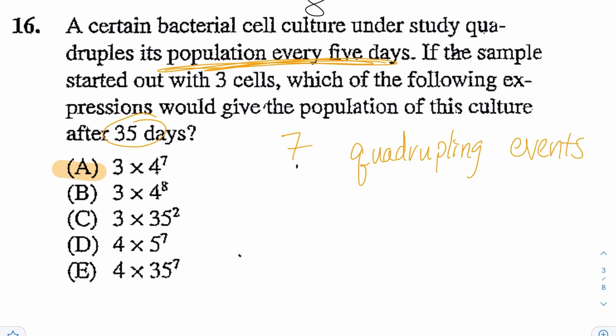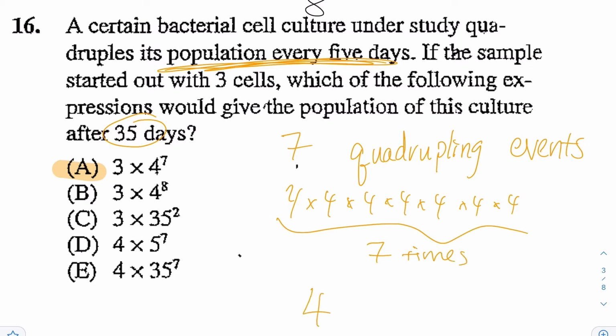So if you have 7 quadrupling events, that means that you'll have to multiply by 4 7 times. Now you can express this by doing 4 to the 7th power. And you want to, of course, include your starting point, which is just 3 cells. And that's choice A. So choice A will give the number sentence.